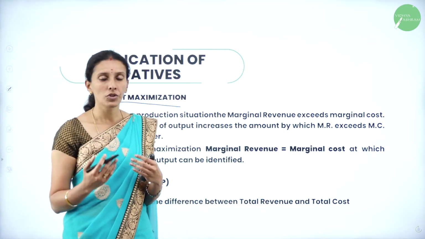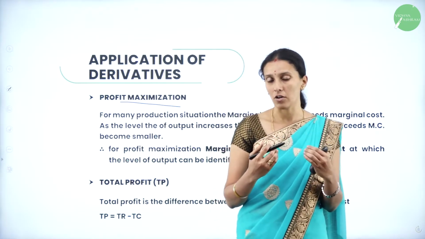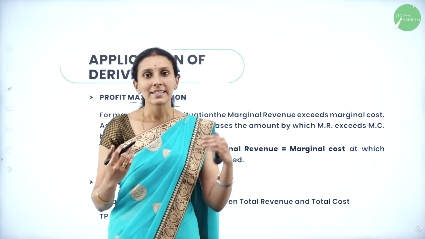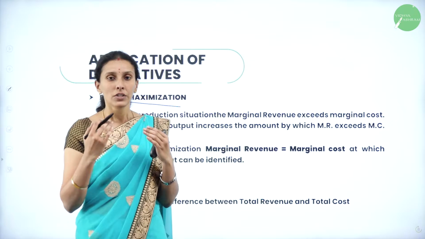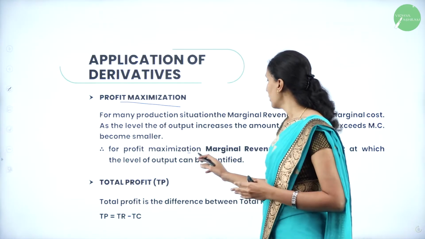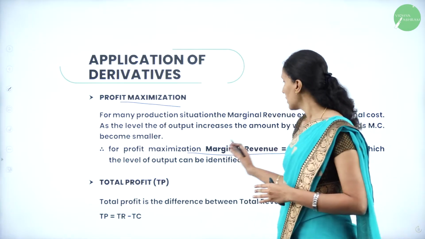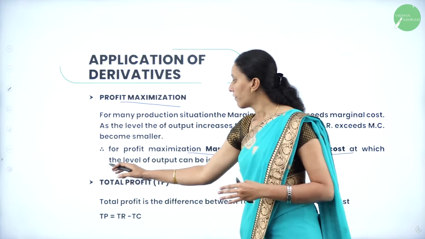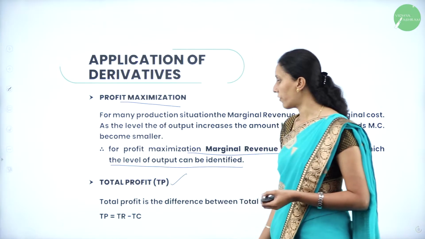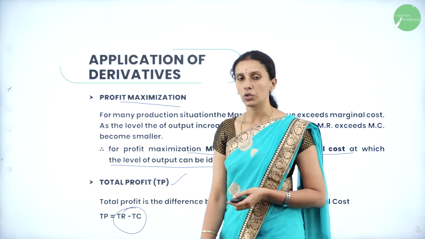Whenever goods are being produced, sometimes the marginal revenue exceeds the marginal cost. As the number of outputs increases, the amount by which marginal revenue exceeds marginal cost decreases. So for profit maximization, always marginal revenue is equal to marginal cost. That is MR = MC. This is how we can find the level of output produced. And next is total profit. Total profit is always total revenue minus total cost.